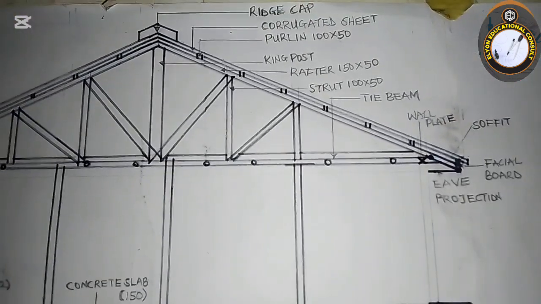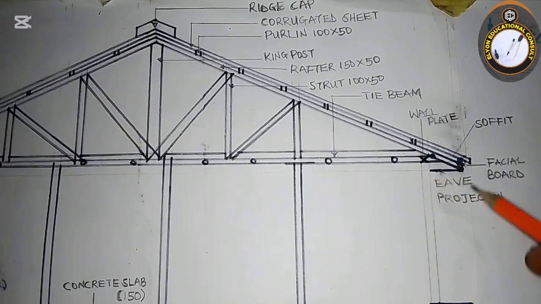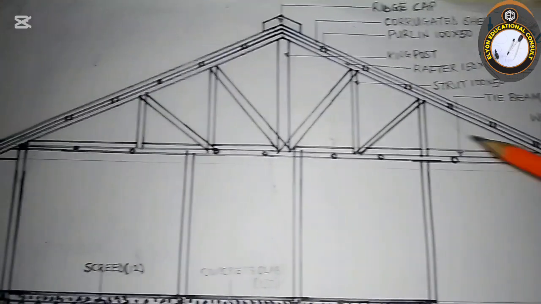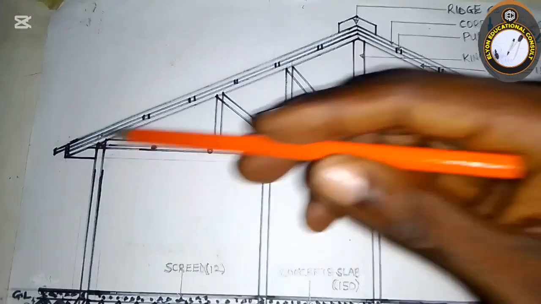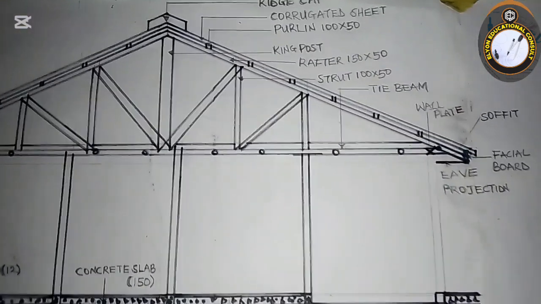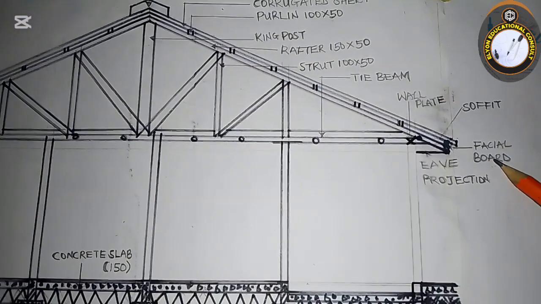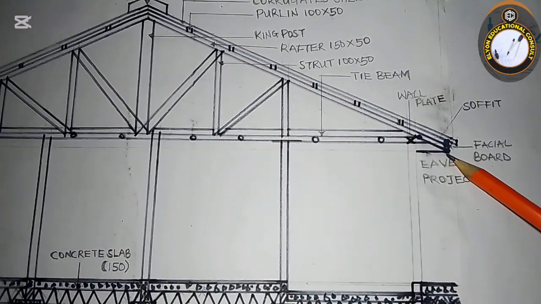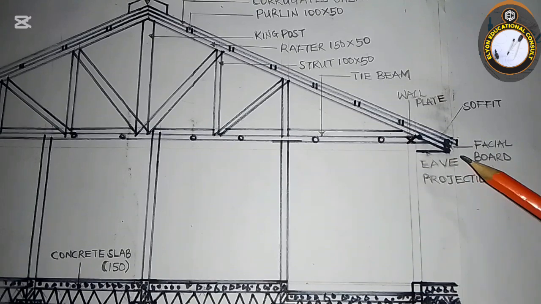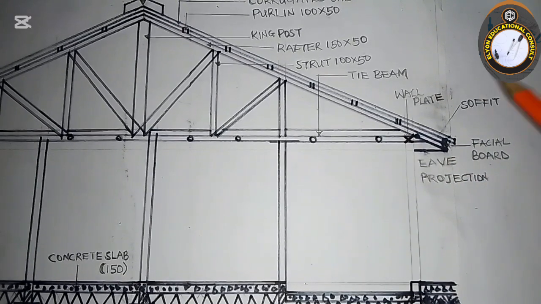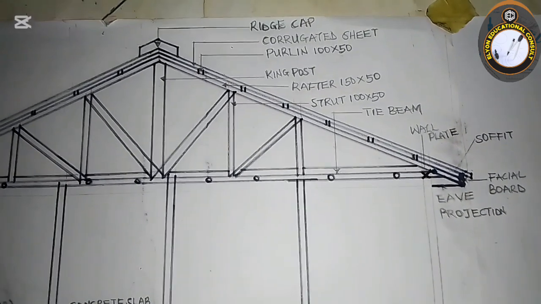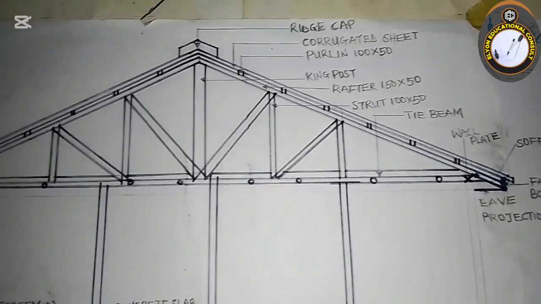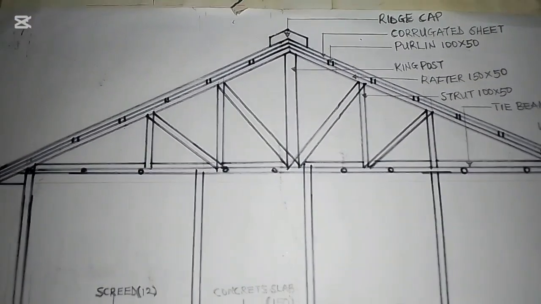Then this extension is our eave projection here, and as we have it here also, the eave projection. Then the fascia board, this side is the fascia board. Okay, that's the fascia board. So that completes the members of the roof. So I hope this is clear.